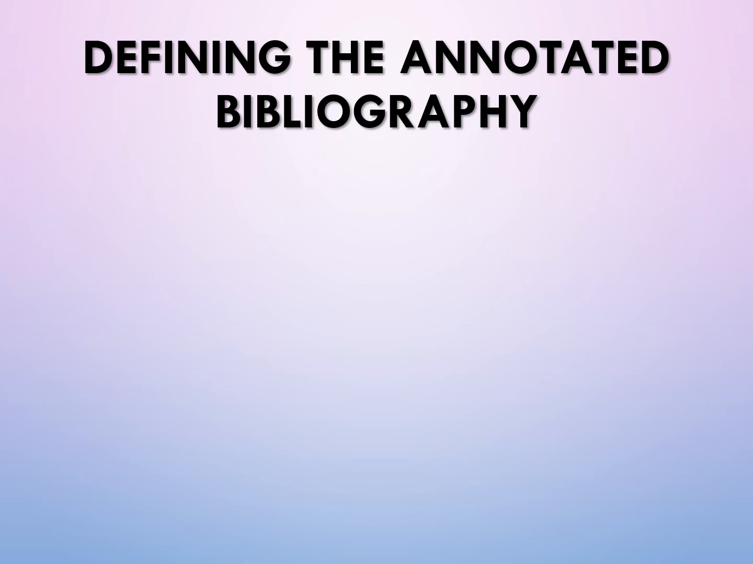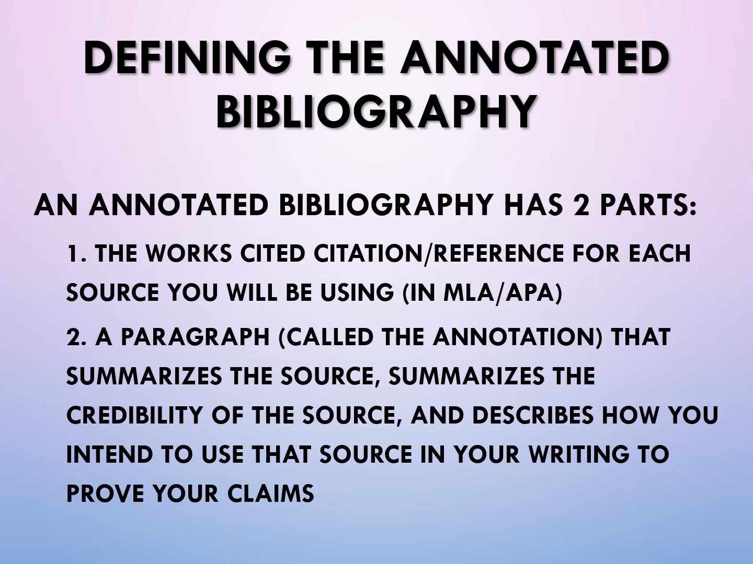Let's define what an annotated bibliography is. An annotated bibliography has two parts. The first is the works cited citation or reference for each source that you will be using in MLA or APA. The second is a paragraph called the annotation that summarizes the source, summarizes the credibility of the source, and describes how you intend to use that source in your writing to prove your claims.